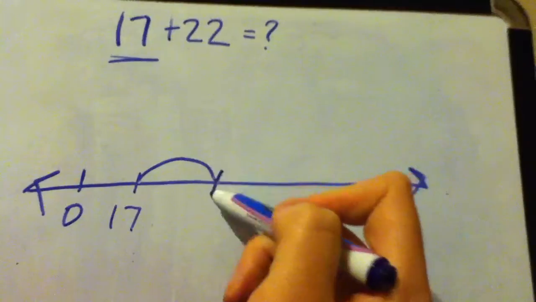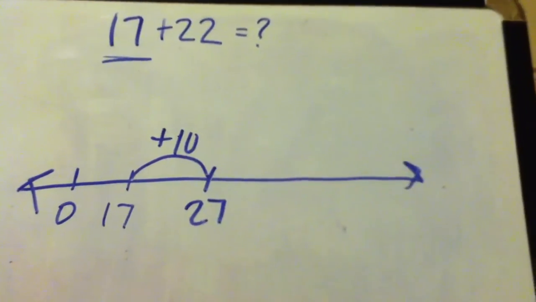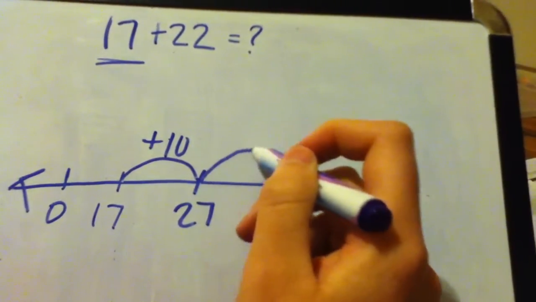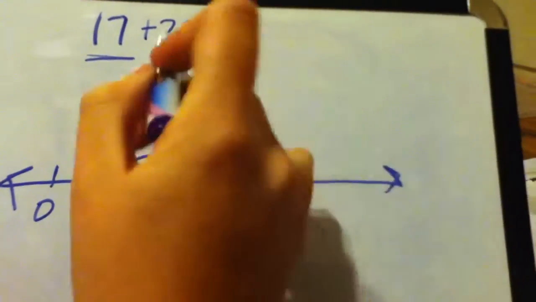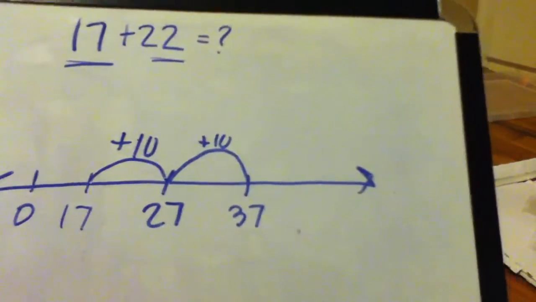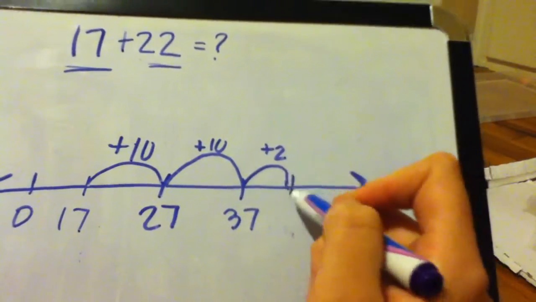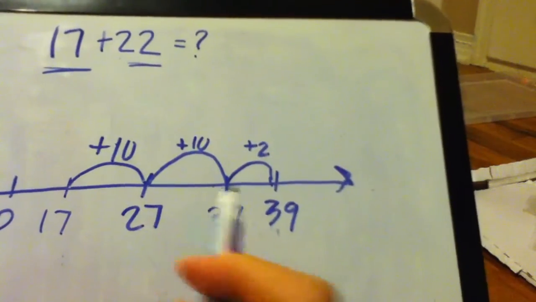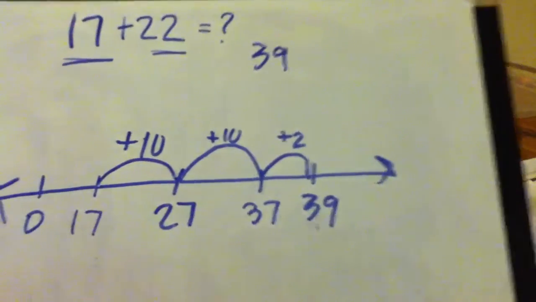So I'm just going to add 10, which would give us 27. Now I'm going to do that again to make 20 more baseball cards. So plus 10, which gives us 37, and then there's still the 2 left to add. So I'm just going to do a little hump and put 2, which would give us 39. So Scott now has 39 baseball cards.